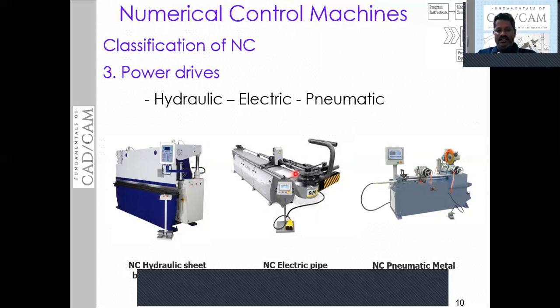In the case of electric power drive, an electric motor is located and attached to the tool or a spindle where you want power. You can observe one electric pipe bending machine. Here an electric motor is used as a power source to bend the tube.